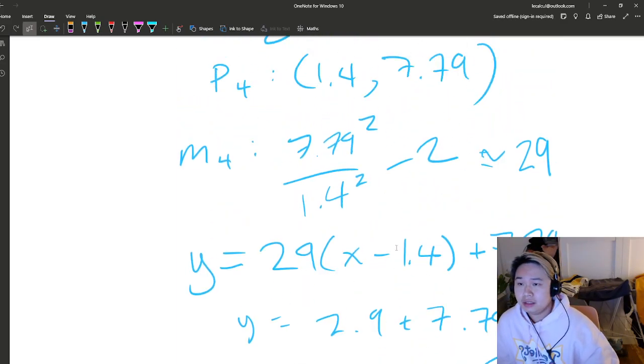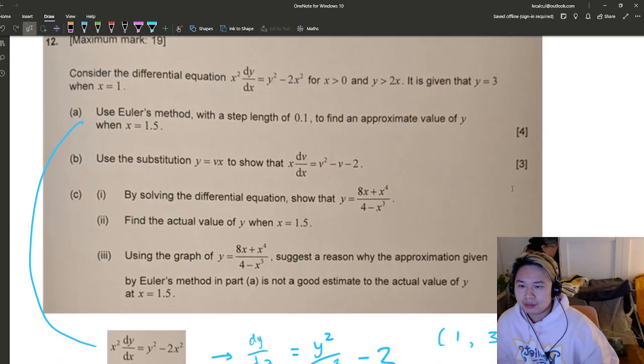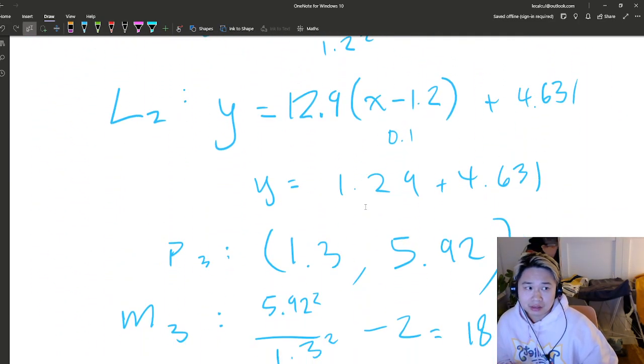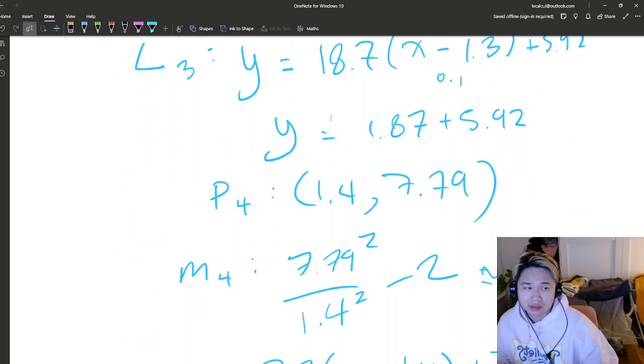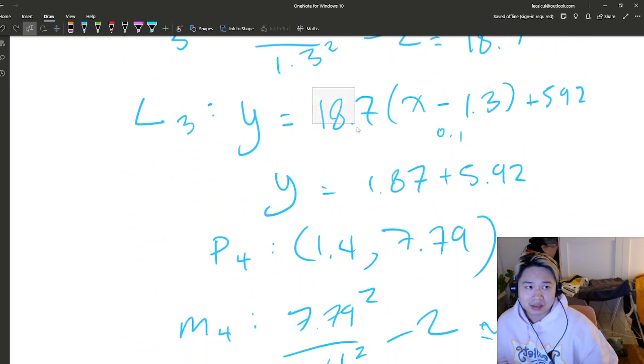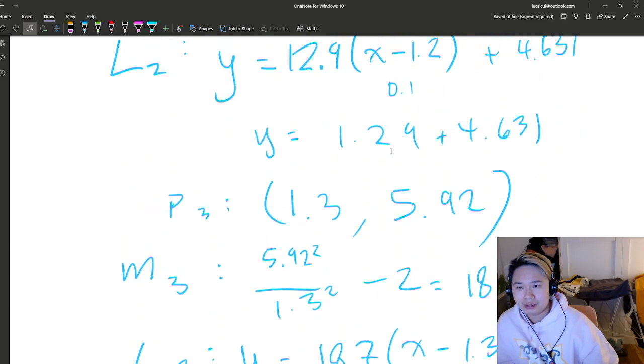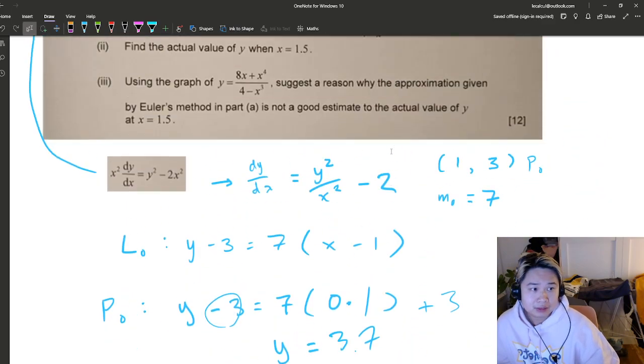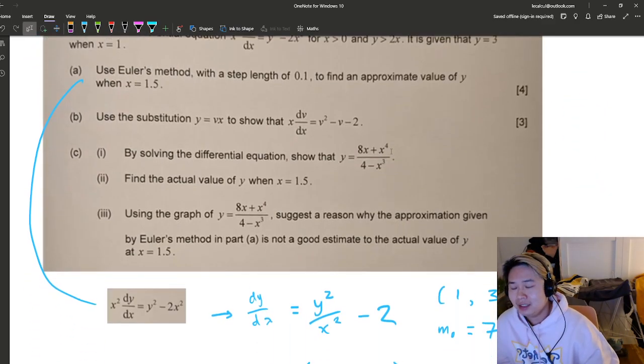Okay, nice. How many marks was this? 4 marks? Jesus. I mean, yeah, a lot of this could be streamlined. And I didn't need to show the linear equation each time because, again, you're just going to take the slope, multiply it by 0.1. And then you're just adding the previous y value. So all of this could have been streamlined a bit more. I did not need to show all this work. But for you guys, because it's for you, I did.